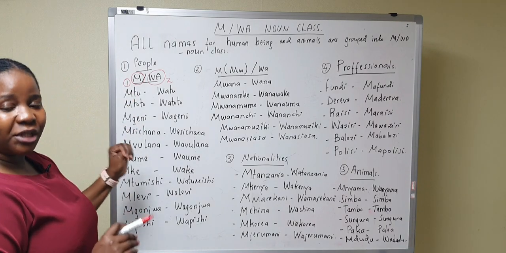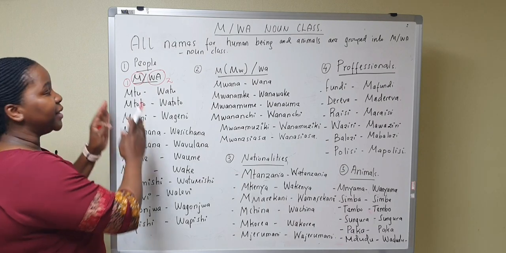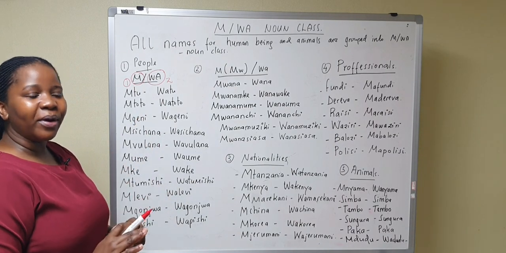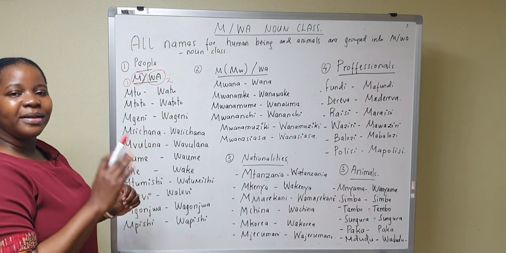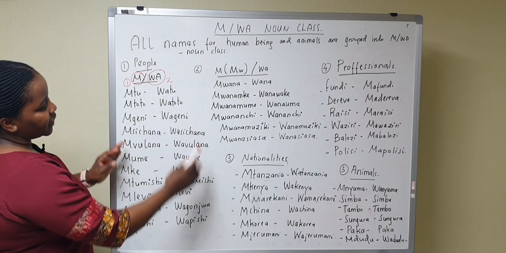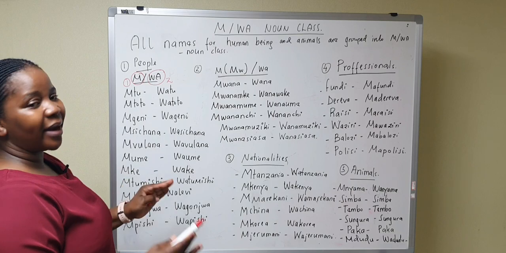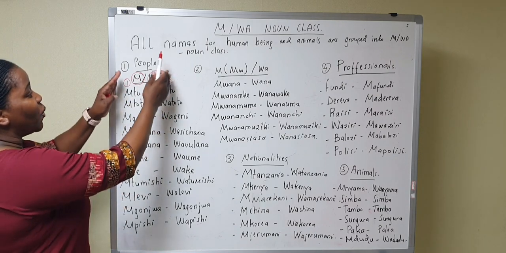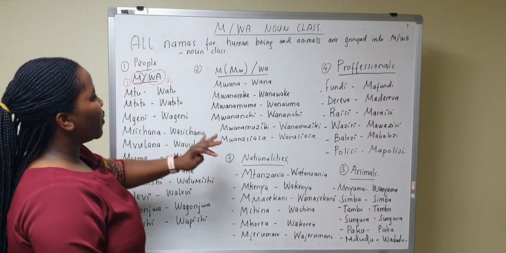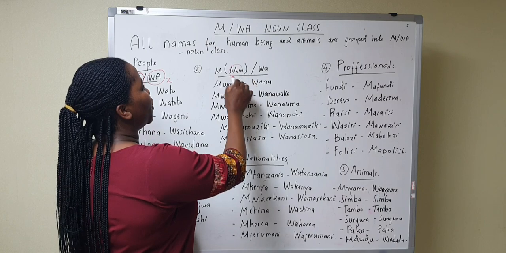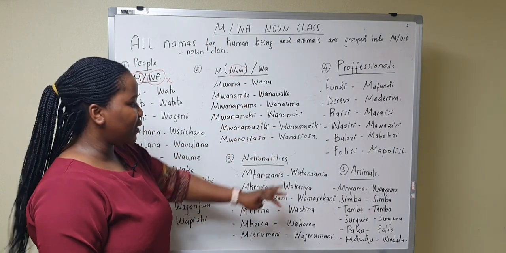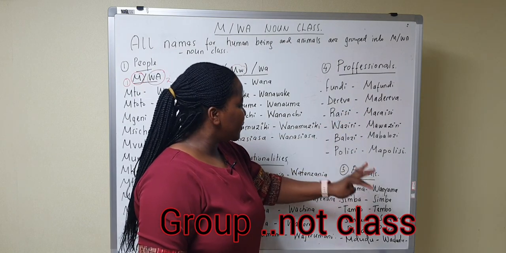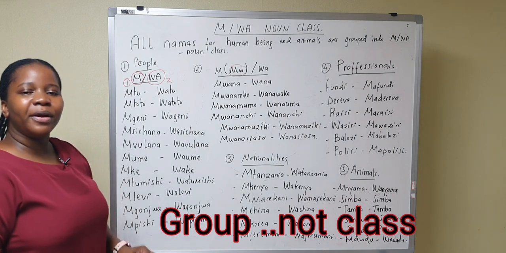So m is the first class, for singular, and wa is the second class, for plural, okay? We have grouped this mwa noun class into five groups. First, the m-wa class, which represents the names for people. The second one is also for people, but it is mw. The third is names for nationalities, the fourth is names for professionals, and the fifth is names for animals, okay?